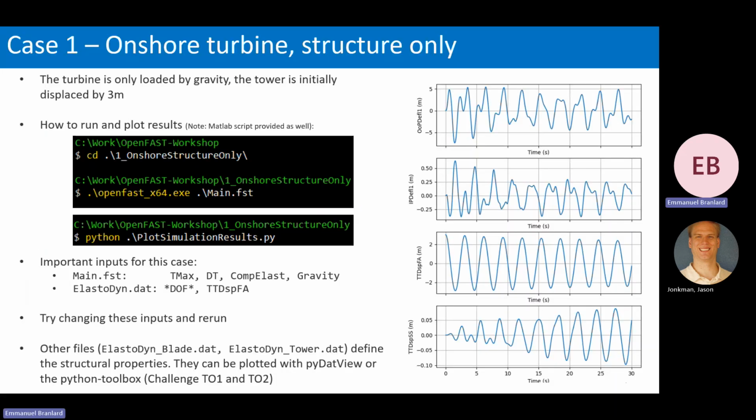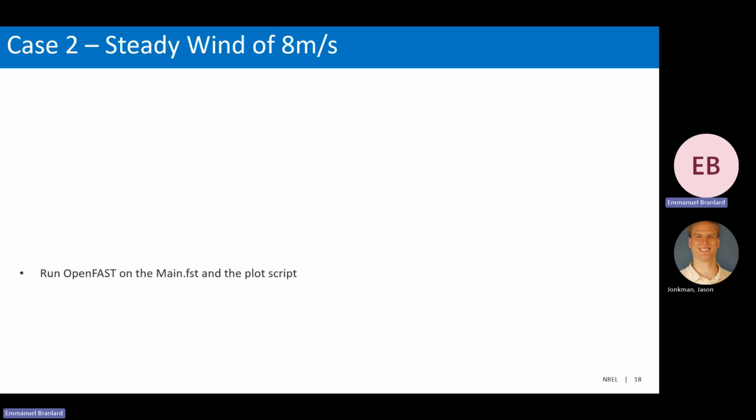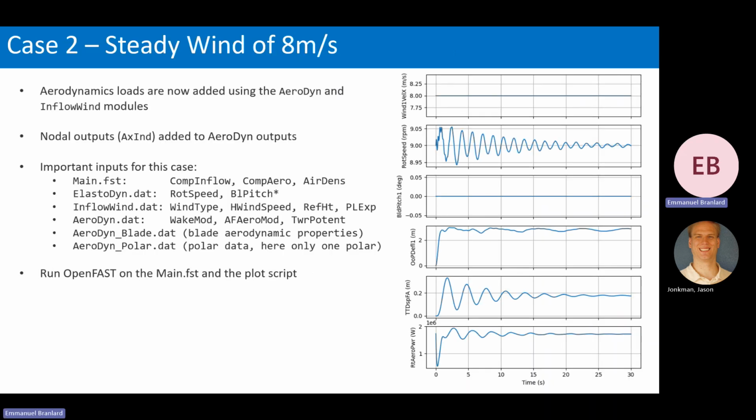You noticed in the folder that we only had main.fst and ElastoDyn. Those are basically the 2 files we needed for this simulation. The next case you can try to run is case number 2. This time we add some wind. Now that you know how to do this, I'm going to go faster. You can try to navigate to folder number 2, run OpenFAST, and run the post-processing script, either Python or MATLAB, and you should get a plot that looks like this.